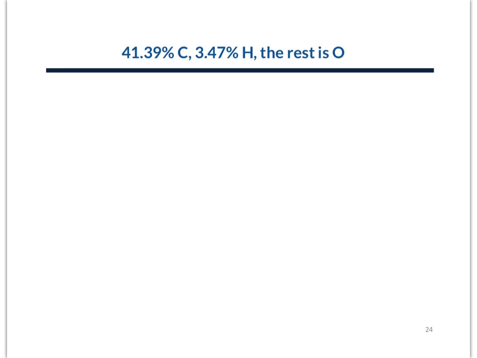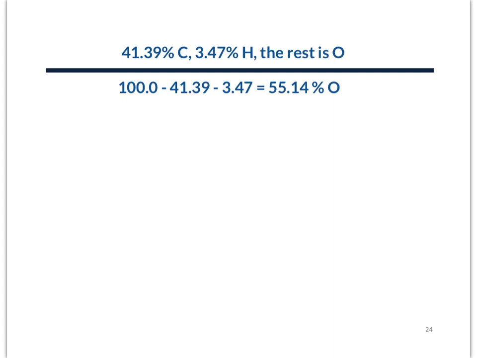Let's start by doing some quick math to determine our percentage of oxygen. If it's 41.39% carbon, 3.47% hydrogen, and the rest oxygen, then we can figure out the percentage of oxygen by subtracting the two given percentages from 100. When we do this, we get 55.14% oxygen.